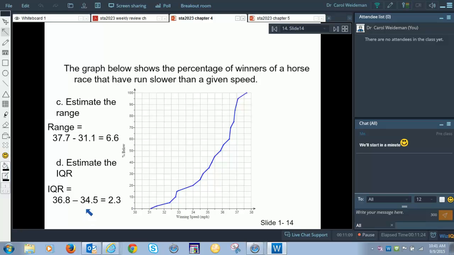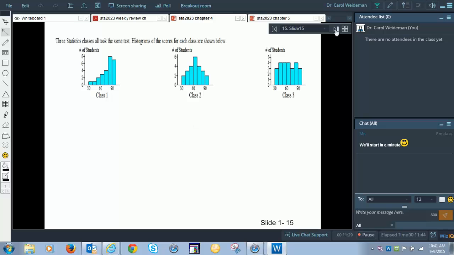Okay, the IQR, if you remember from the prior slide, we had 36.8 and 34.4, Q3 and Q1. And if we subtract those, 50% of the winning speeds fall within a 2.3 range. Or another way to say it is 50% of the winning speeds fall between 34.5 and 36.8 miles per hour. So again, this graph is called an ogive, an interesting display.